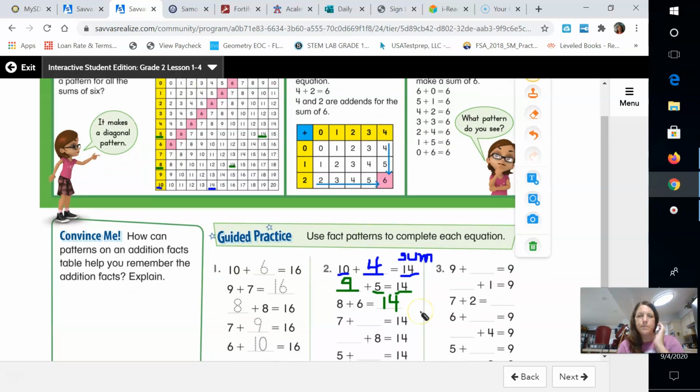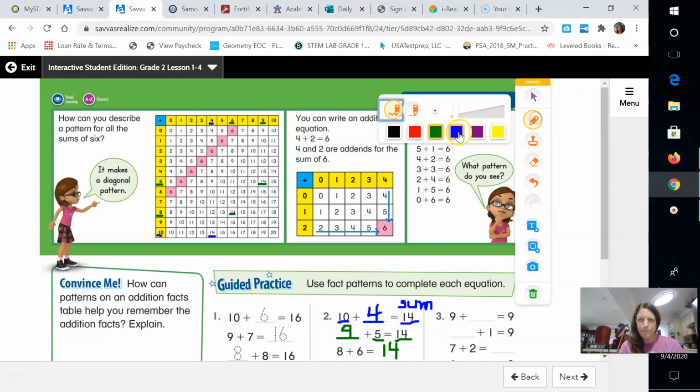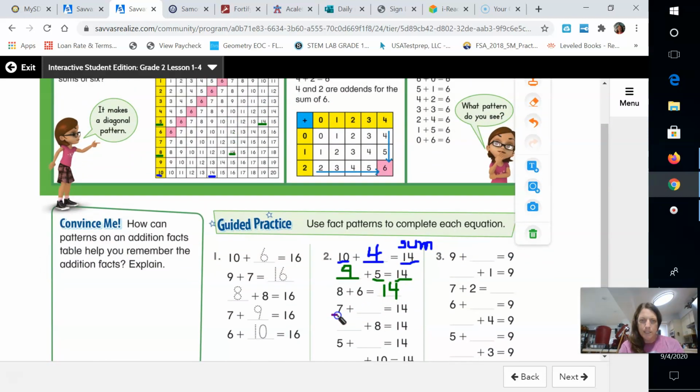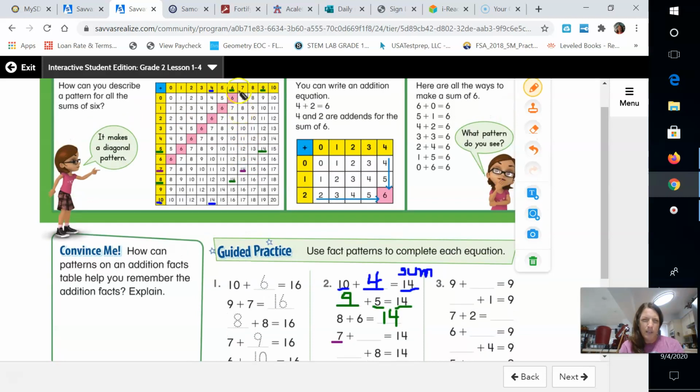All right, now, this time, let's get a new color. Our first add-in is a 7. Our sum is a 14. And if you go up to the top, you find your other add-in. We know this one because it's a double fact, right? 7 plus 7 equals 14.